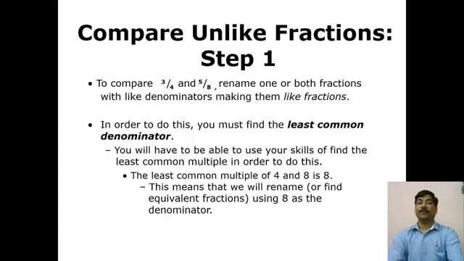So how do we compare unlike fractions? To compare unlike fractions, we follow some steps. Step one: to compare 3/4 and 5/8, as these are unlike fractions, rename one or both fractions with like denominators, making them like fractions. In order to do this, you must find the least common denominator.